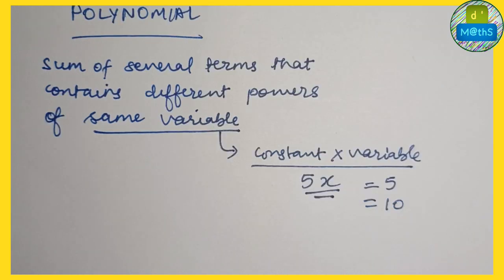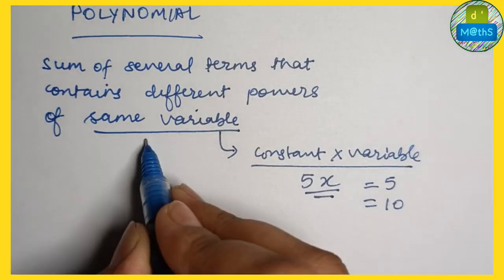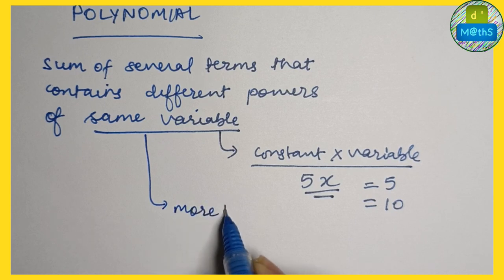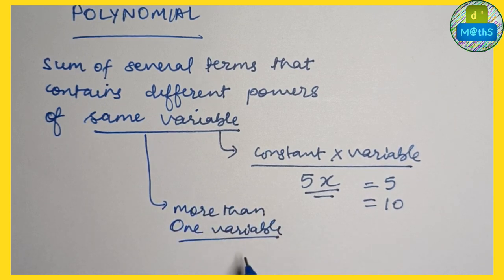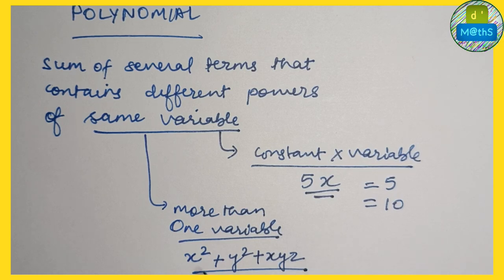So friends, there can also be more than one variable. How? Suppose an equation is given: x square plus y square plus xyz. Here, how many variables are there? Can you count? There are 3 variables. x is one variable, y is another variable and z is another variable. So more than one variable is possible.